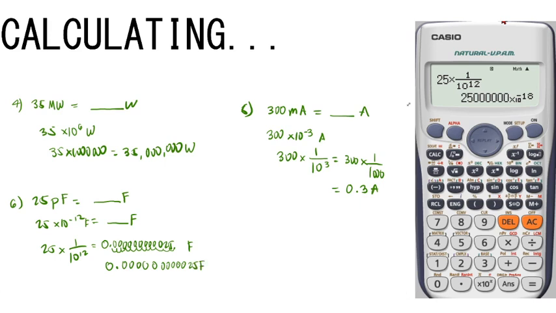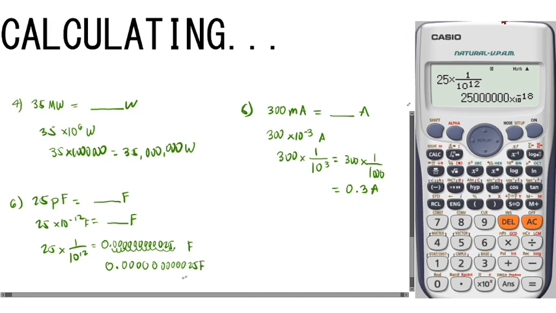As you can see, that is the reason why we represent our quantities with SI prefixes. This is the actual number on its base unit, but if you write it with a prefix, you only need to write this.